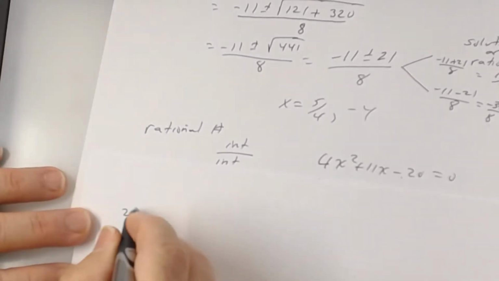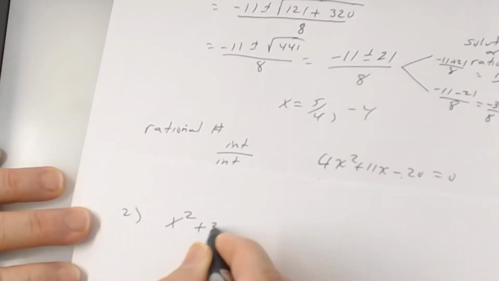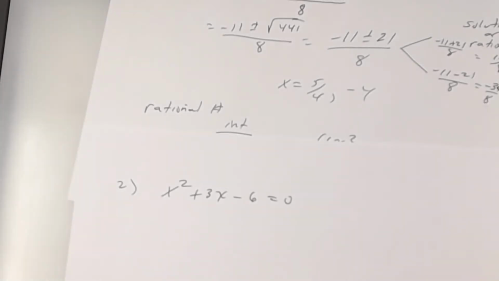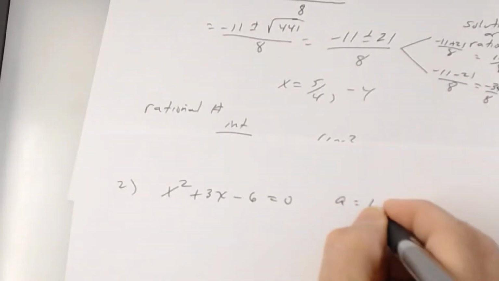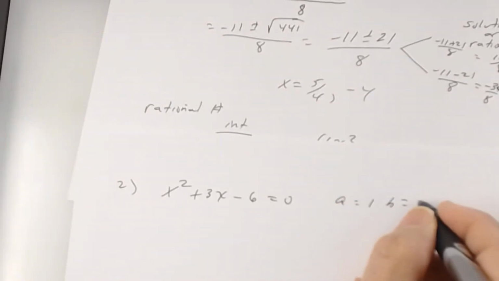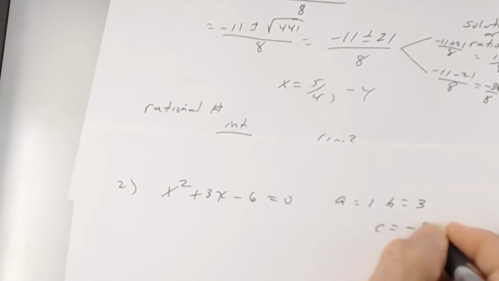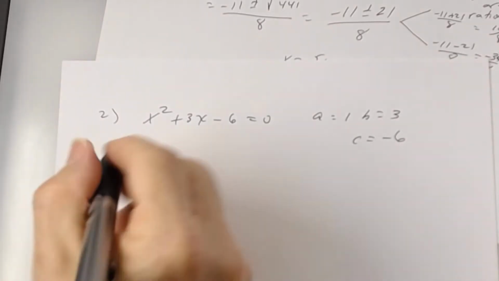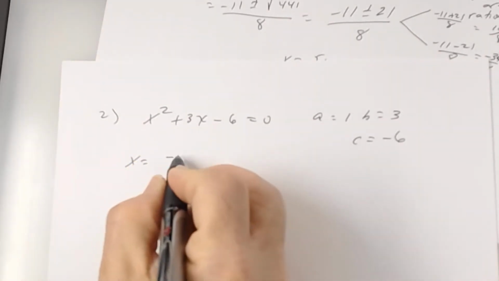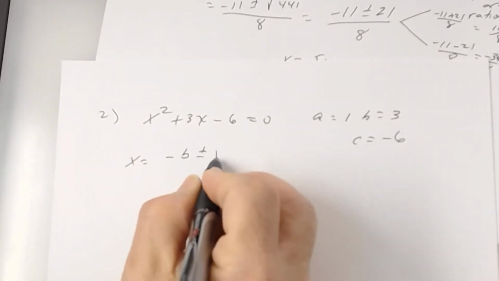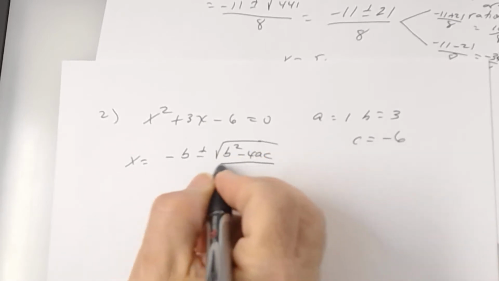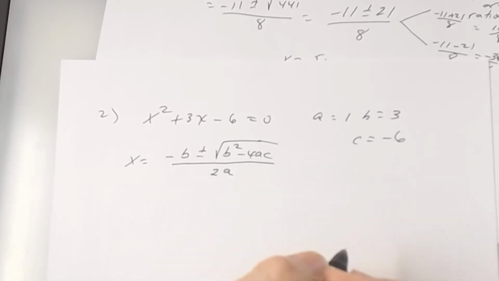Okay, so number 2, we're going to say x squared plus 3x minus 6 equals 0. First of all, you got to make sure it's in general form, and it is. So what is A? 1, good. What is B? 3. And what is C? Negative 6. What is the quadratic formula? x equals negative B plus or minus the square root of B squared minus 4AC, all over 2A.